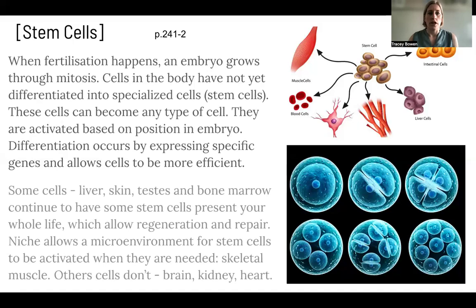Those cells are differentiated. Some cells, like liver, skin, testes, and bone marrow, continue to have stem cells present throughout your whole life, and that's going to allow regeneration and repair. Some cells, like cardiac cells or brain cells, do not have stem cells, and they cannot grow back. A niche for your stem cells is the location that it lives in, that when triggered by a microenvironment messenger, allows those stem cells to become activated and to repair that tissue.